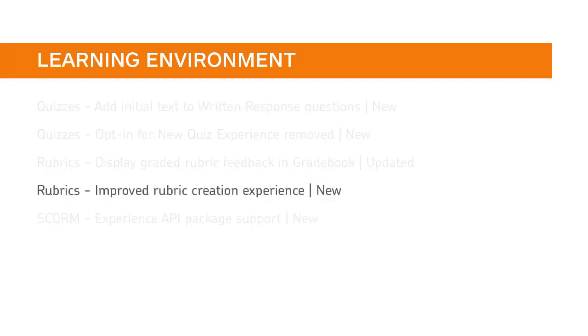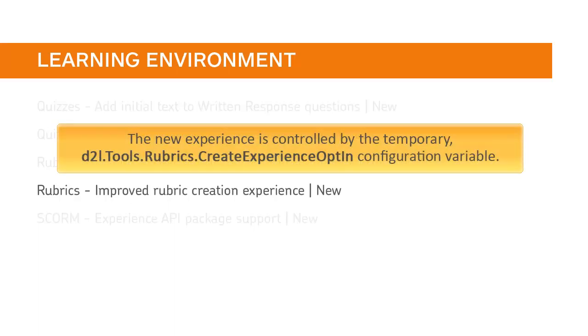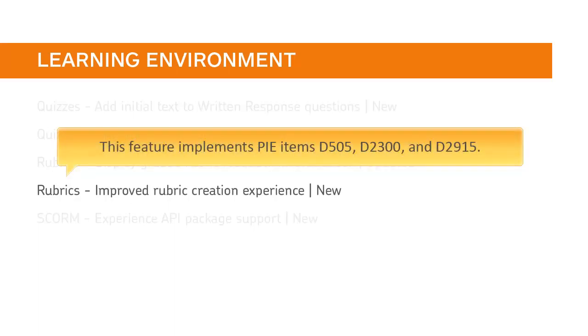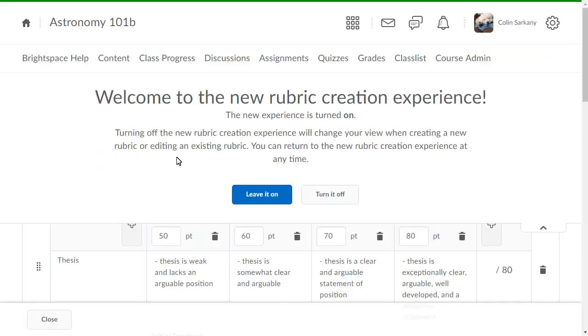The rubric creation experience has been updated. This new experience is controlled by the new temporary D2L, Tools, Rubrics, Create Experience Opt-in configuration variable. This configuration variable allows your instructors to opt into and out of the new creation experience. This feature implements PIE items D505, D2300, and D2915. When creating or editing a rubric, instructors will be prompted to remain in the new experience or to turn it off. Instructors can choose to use or turn off the new experience at any time. Click Leave it on.